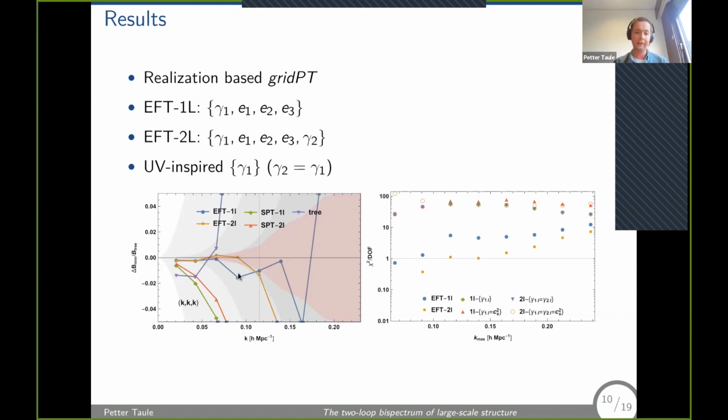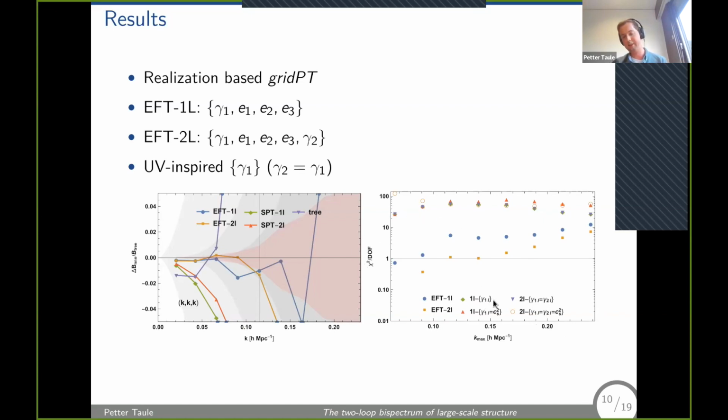0.9, sorry. And this is for a pivot scale of 0.115, and the two-loop matches quite well up to the pivot scale here. And on the right, this is taking into account all the triangles in the analysis. So there's roughly, I think, 60 triangles up to 0.1, and then something like 300 triangles up to 0.2. So taking into account all shapes in the analysis, and then plotting the chi-squared over degrees of freedom.